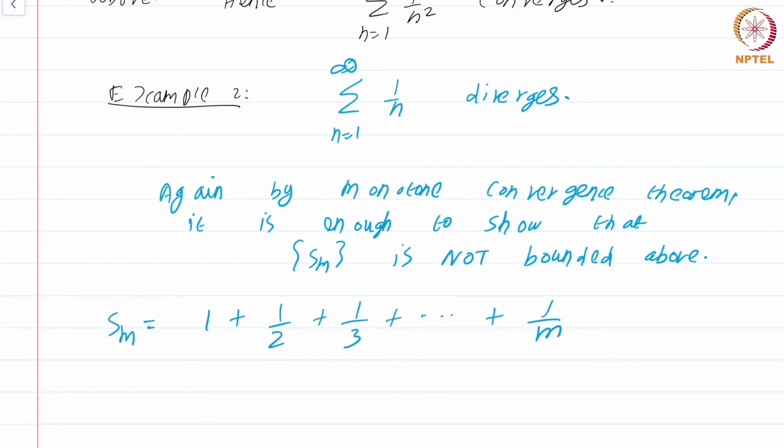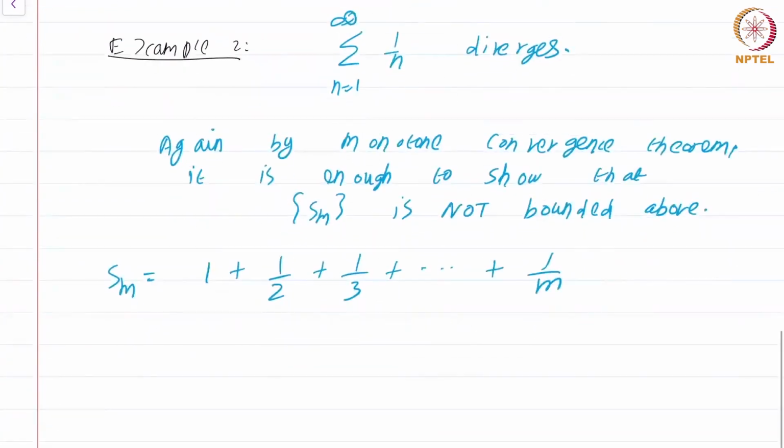Now what I am going to do is, I am not going to consider S_m, I am going to consider S_{2^k}, k greater than 0. Of course I must write k in the natural numbers. That's better than writing k is greater than 0, which is ambiguous. If I can show that this S_{2^k} itself is not bounded above, then certainly S_m is unbounded above.